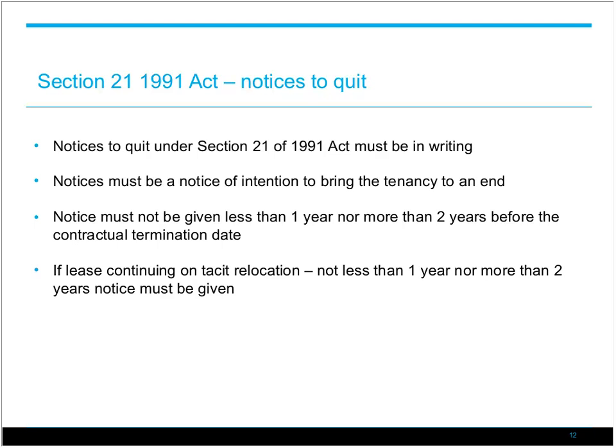Where the lease is being continued by tacit relocation, the notice to quit must be given not less than 1 year and not more than 2 years before the anniversary of the tenancy. Now, tacit relocation is the Scots law rule whereby a lease is automatically continued for a period of 12 months from the contractual expiry date, where neither the landlord nor the tenant have taken steps to bring the tenancy to an end. Now, most secure agricultural tenancies entered into under the 1991 Act will have been granted many years ago. The original contractual term will have long expired, and they'll actually be continuing in tacit relocation from year to year.